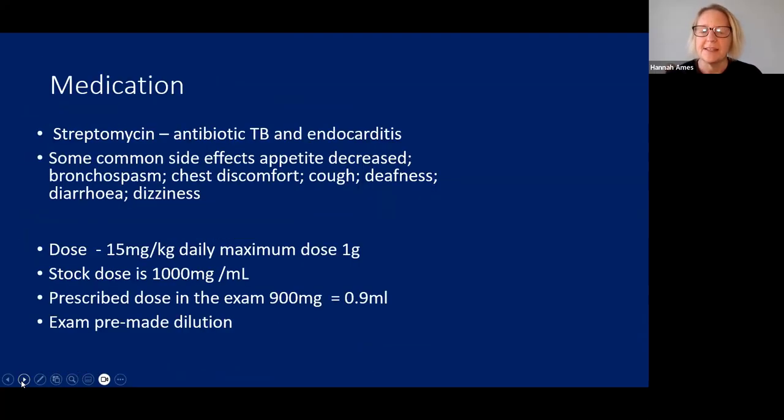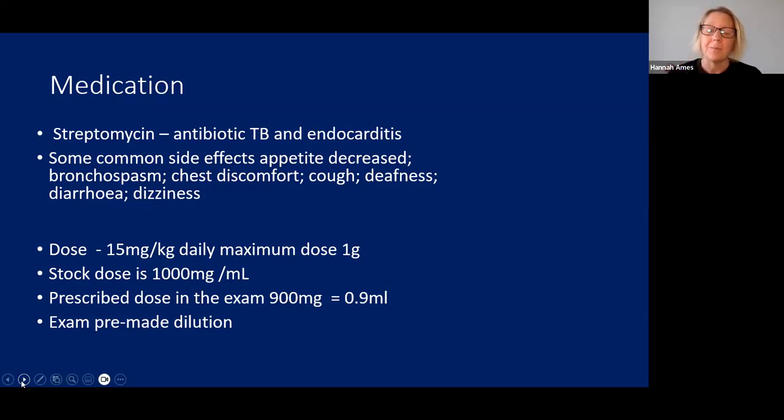So, medication. Like I said, traditionally this station has been the administration of hydroxycobalamin. Recently, nurses have been getting streptomycin. Streptomycin is an antibiotic predominantly used in the treatment of TB, tuberculosis, and endocarditis. Some of the common side effects can be decrease in appetite, some bronchospasm, chest discomfort, diarrhoea. It can affect hearing, causing deafness as well, and patients can sometimes get a tingling or numbing sensation in the face.